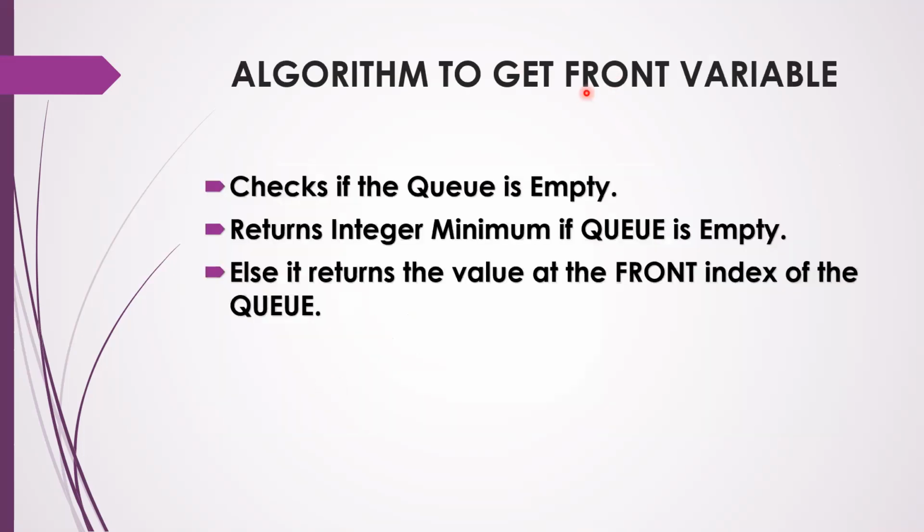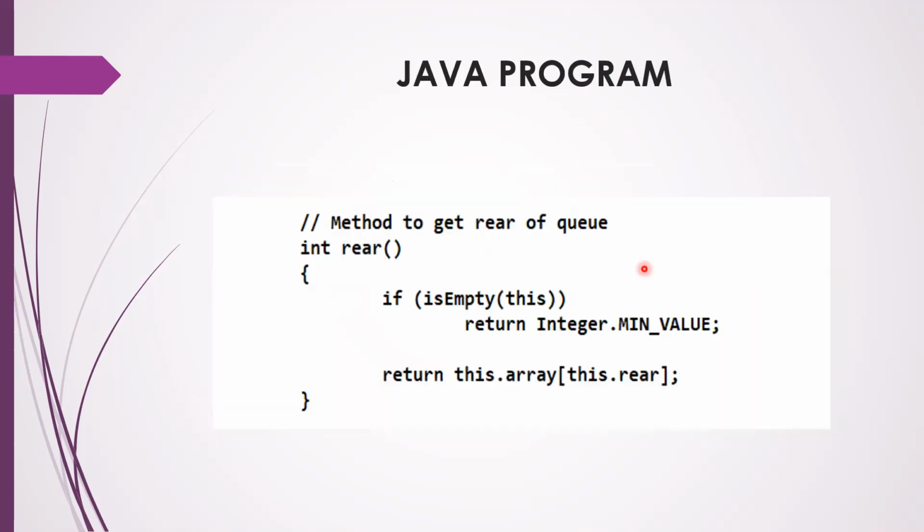Now we have to get the front variable. Whatever item is present in the front variable, we have to get that item. To get that item, we have to check if the queue is empty. You have to return the minimum integer if the queue is empty. Else we'll return the value at the front index of the queue.